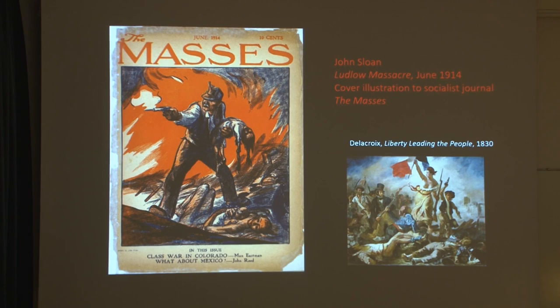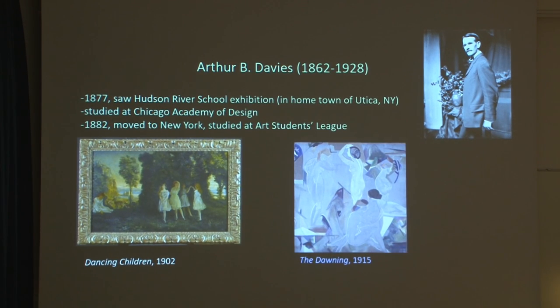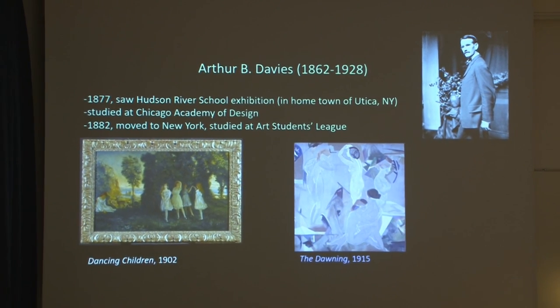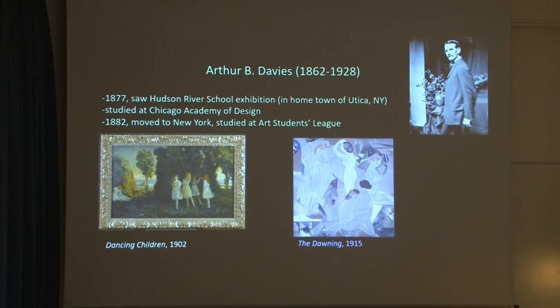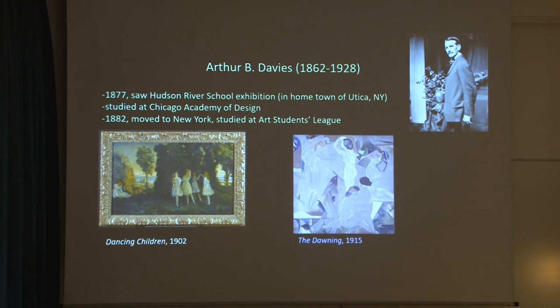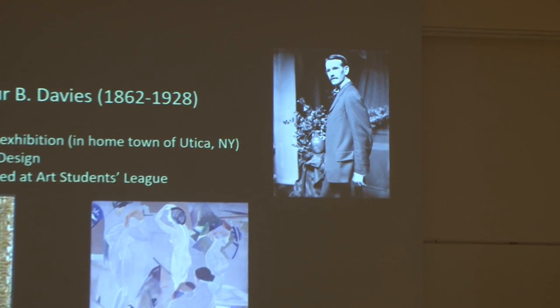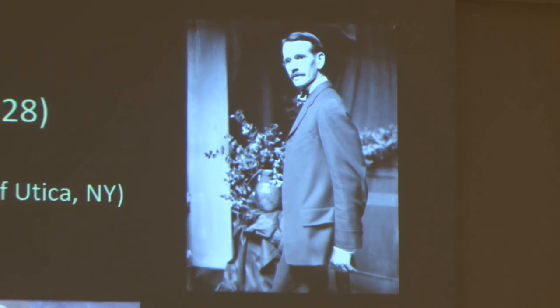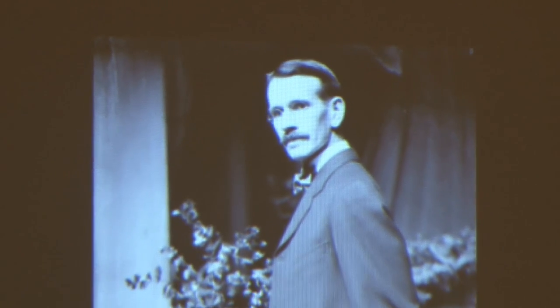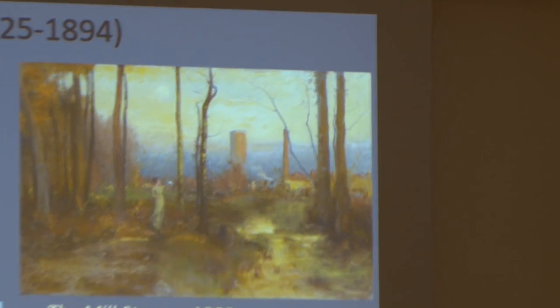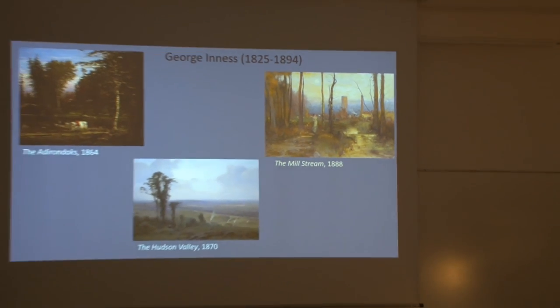It's the American way. Another member of the eight, Arthur B. Davies, was born in a small city in New York State, where he saw as a child an exhibition of the Hudson River School, an experience that decided his future. As you can see in Dancing Children, his early works were inspired by Barbizon School naturalism, as was practiced by Hudson River school artists, especially George Inness.